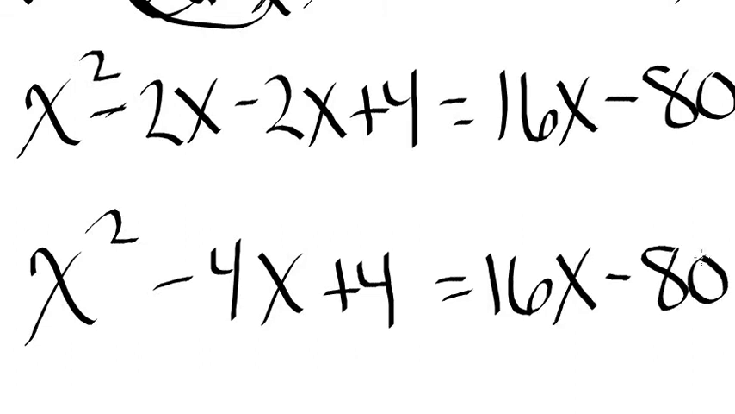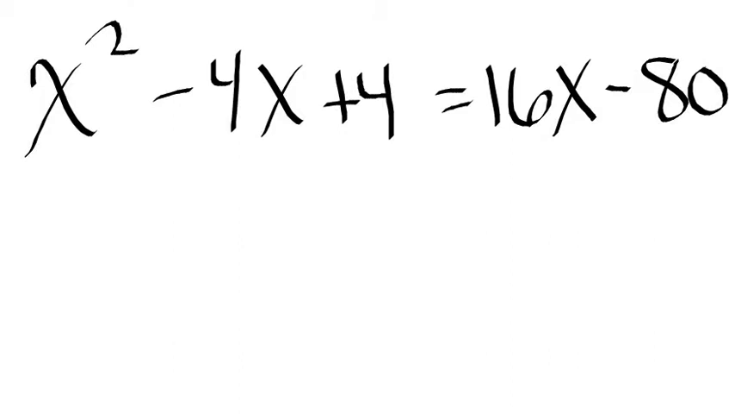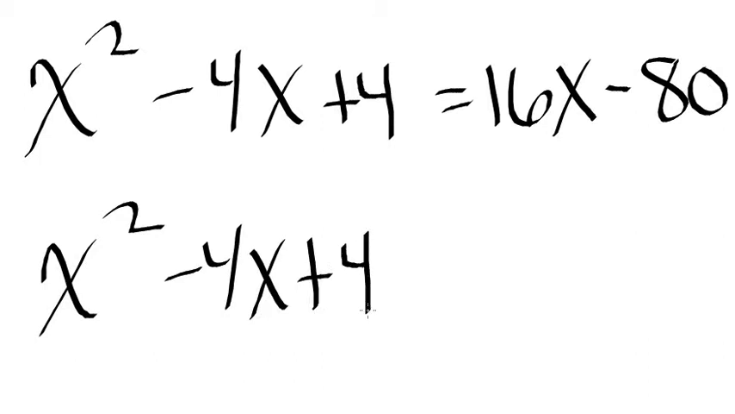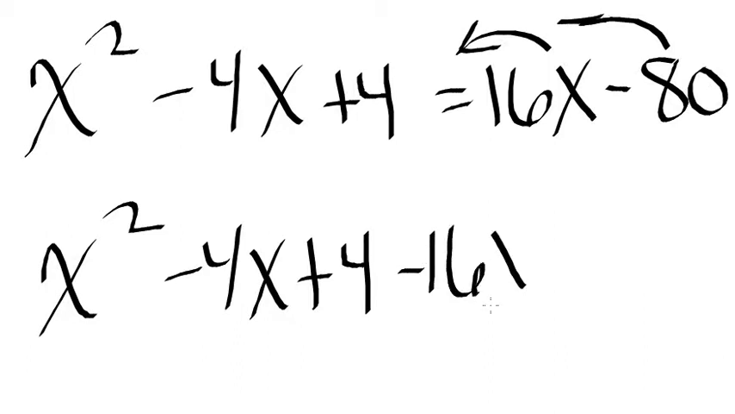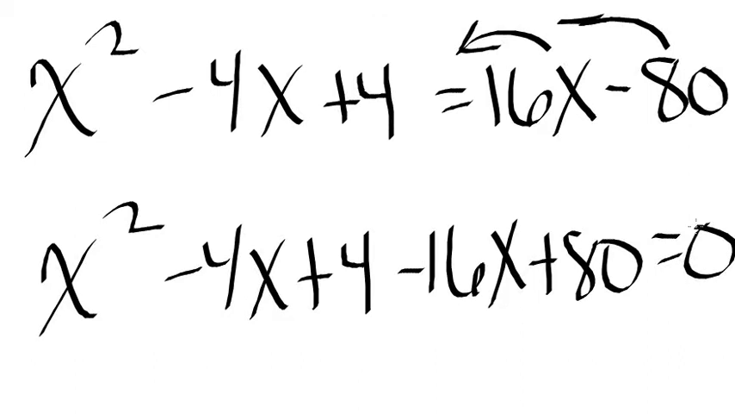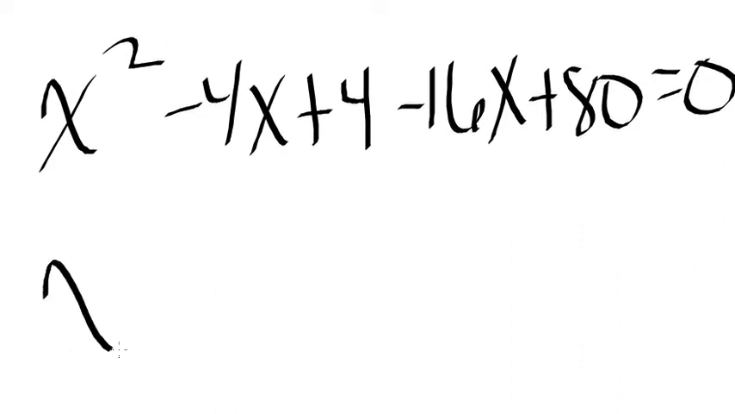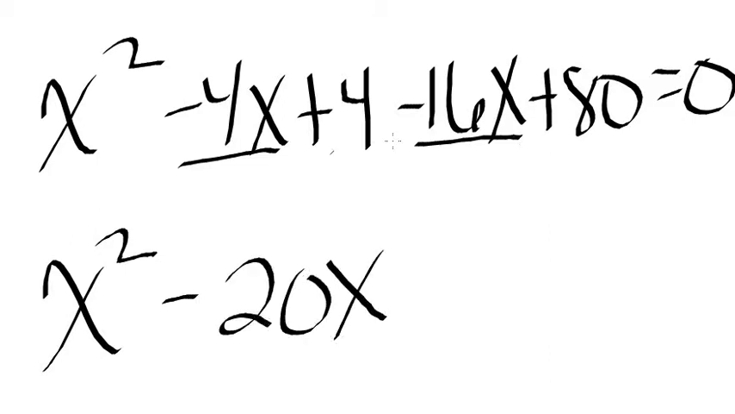So we're going to get this thing into a quadratic equation in standard form. Let's bring that 16x and the 80 over to the left, so that becomes minus 16x and plus 80 is equal to 0. That's how I see it. I mean, you could subtract 16x from both sides, however you want to see that. So we have x squared, like terms, negative 4x minus 16x is going to be negative 20x. Right? We have 4 and 80. That makes 84.